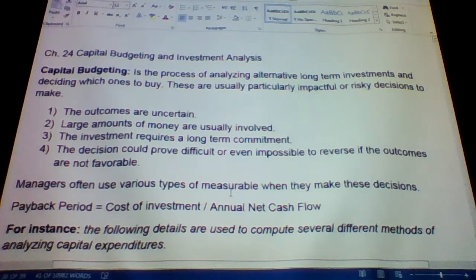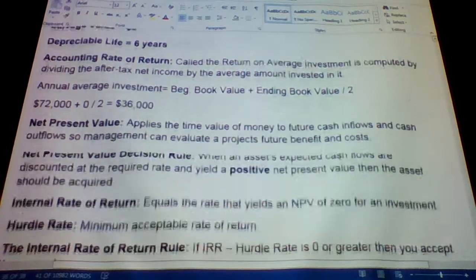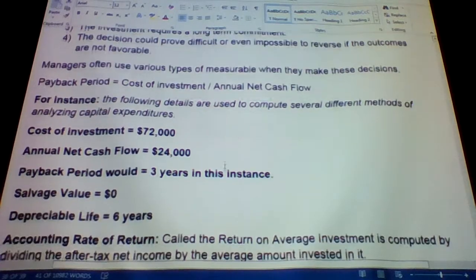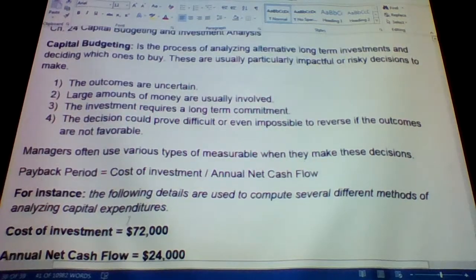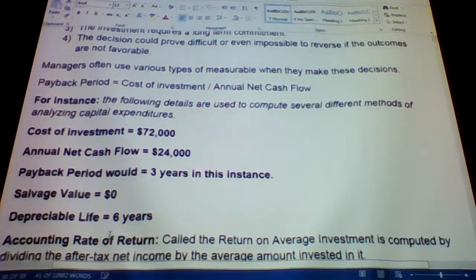Managers often use various types of measurables when they make these decisions. I'm going to go with 5 of them that are the most common and then tell you which one is the most common one. So, for instance, the following details are used to compute several different methods of analyzing capital expenditures.